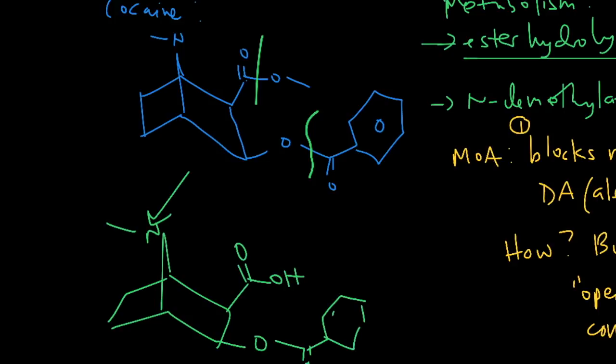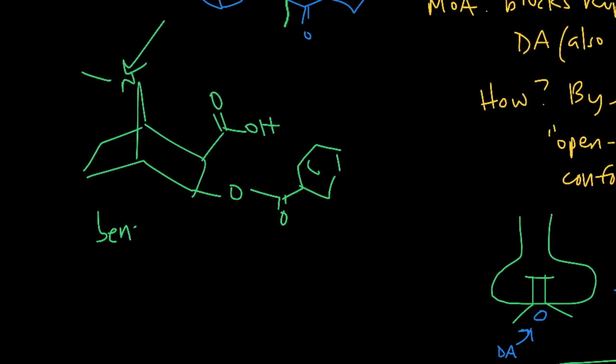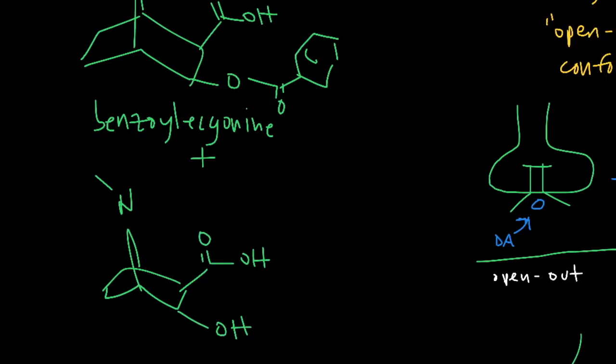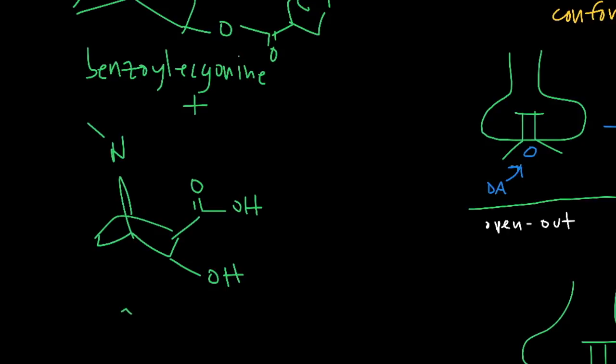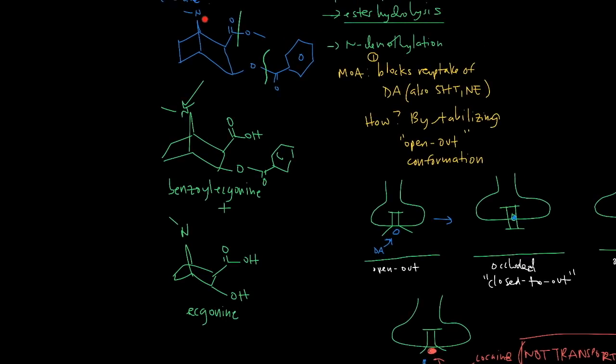Let's see. This one is benzoyl ecgonine. And when you hydrolyze both parts, you get ecgonine. So hydrolysis of this one gives you the acid, but still retains the benzoyl group, the benzoyl ester, and you have benzoyl ecgonine. However, hydrolyzing this one and then this one both gives you two acids, this one and then this one. So that gives you ecgonine.